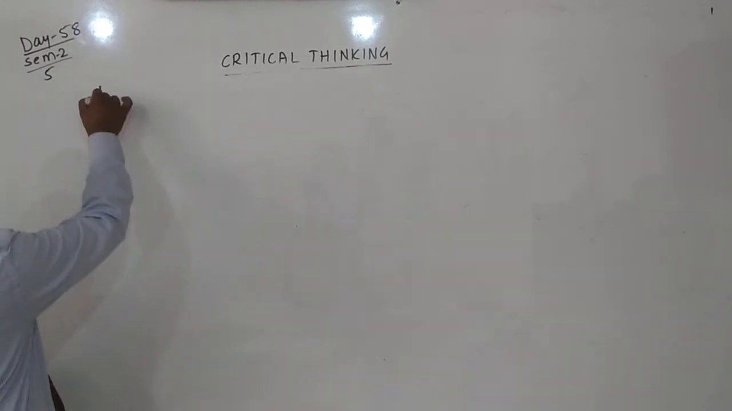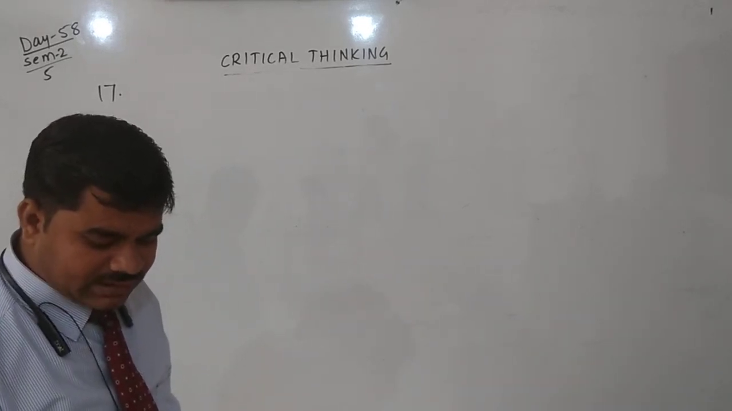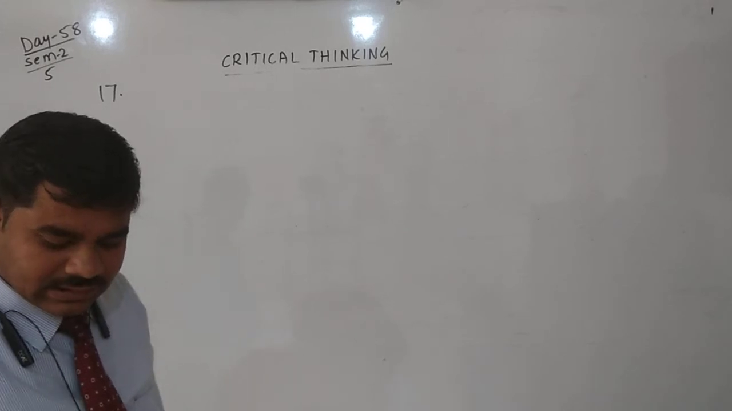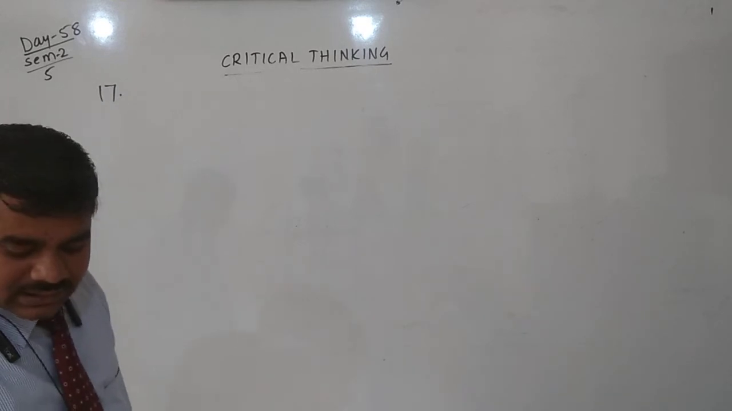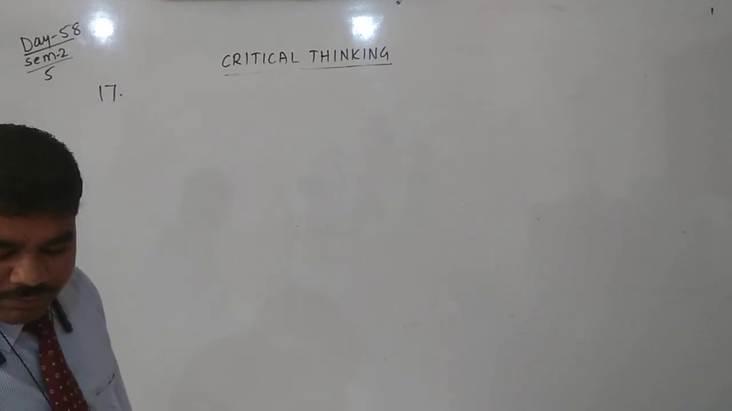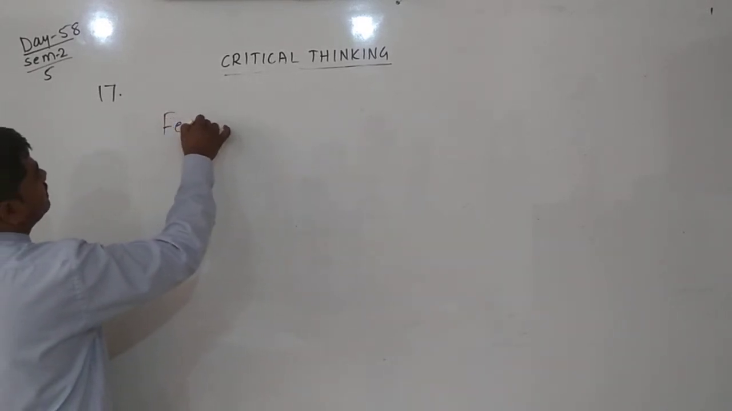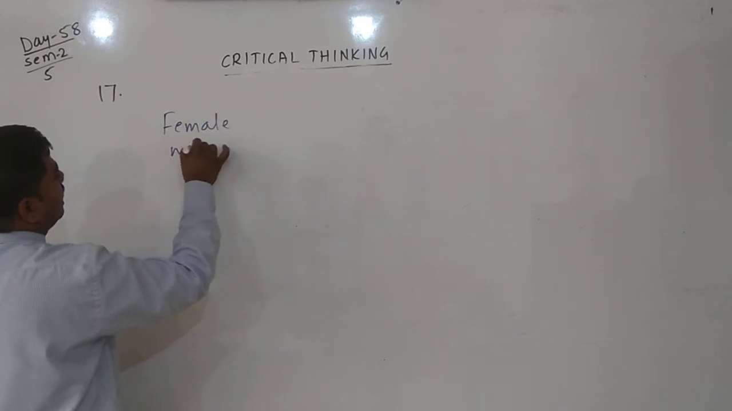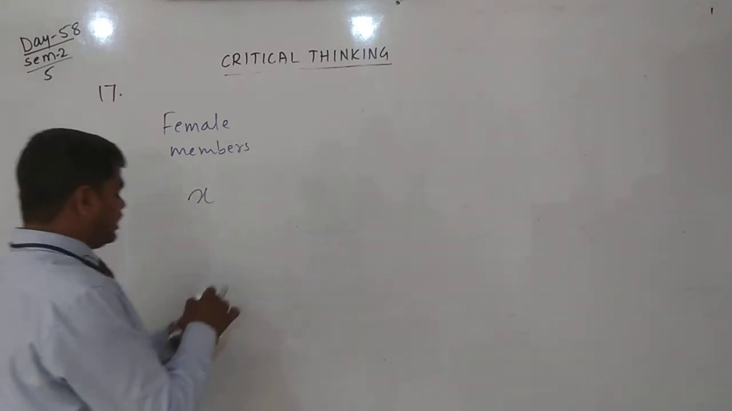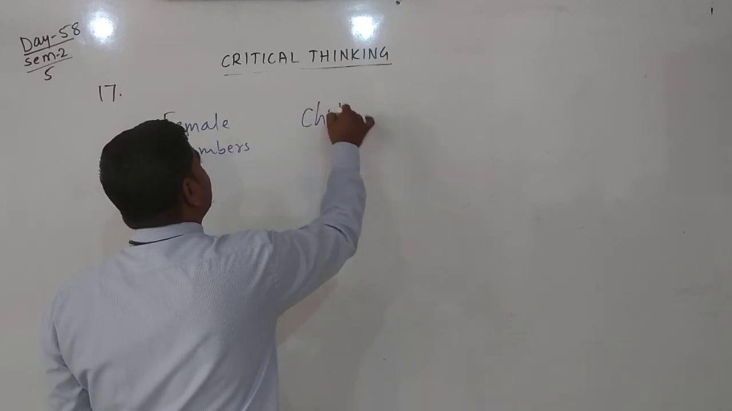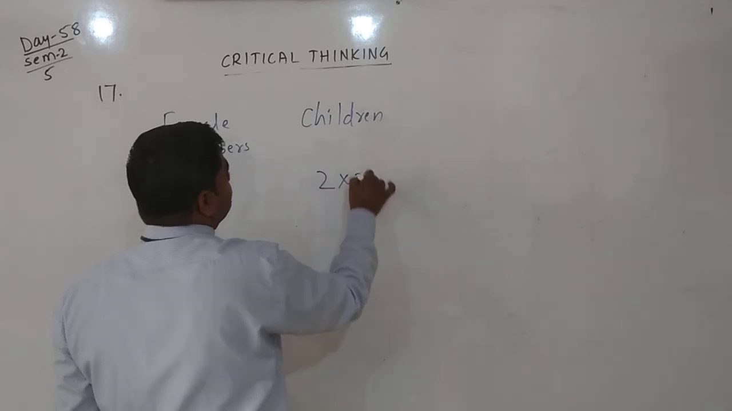Question number 17. A group of residents of Adarsh Nagar Society went for a picnic. Children were double the number of the female members. Here you take female members as X. The children were double of this female number, that is 2 into X, 2X.